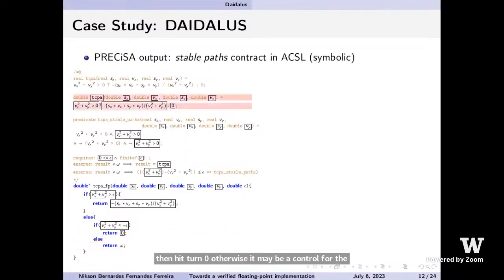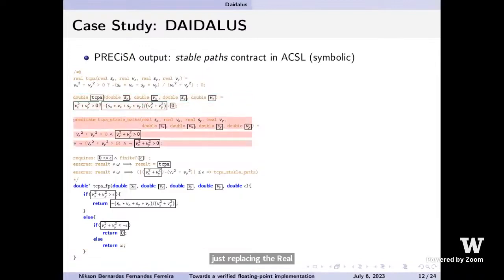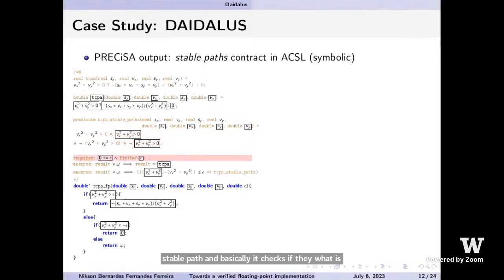Here we have the floating point counterpart of TCPA, just replacing the real operations by floating point operations. Here we have a predicate that states there's no control flow divergence, that is, a stable path, and basically it checks if the guard evaluated over reals and floating point has the same value. Then finally, the contract requires as preconditions that the symbolic error variable is positive and finite.